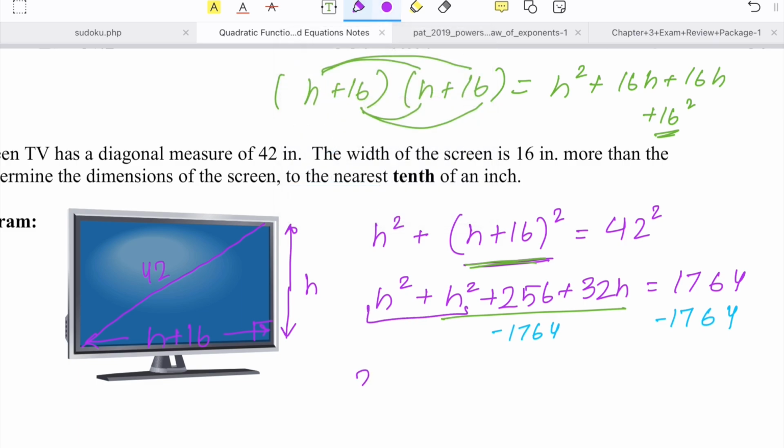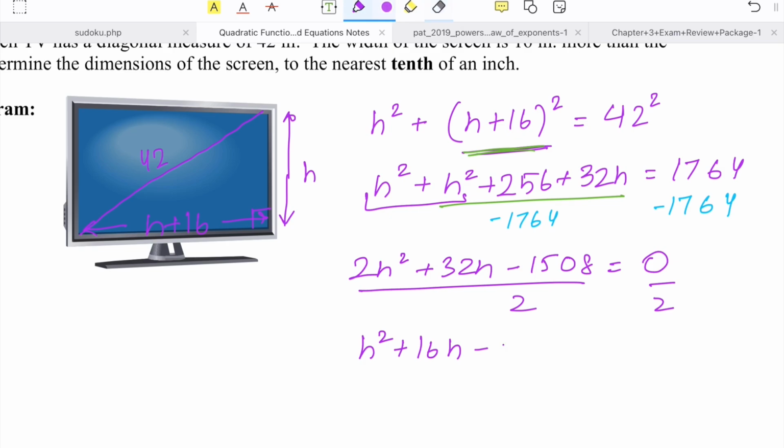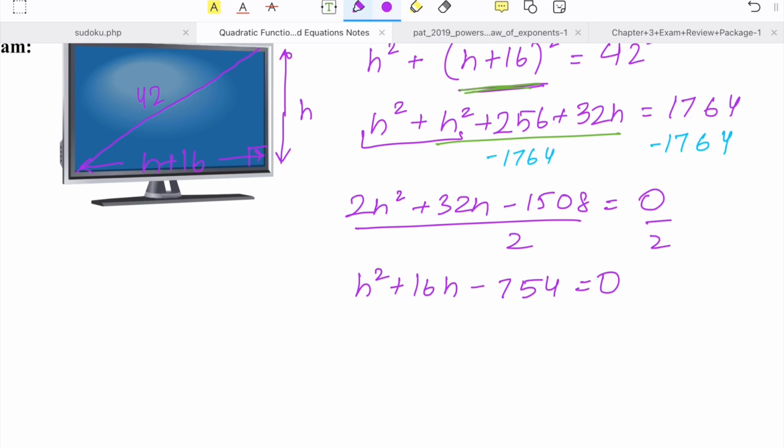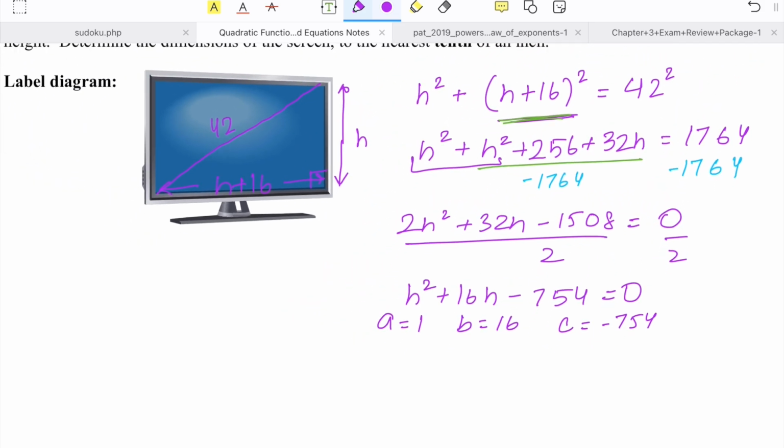So it'll be 2h squared plus 32h minus 754 is equal to 0. Now I can factor out the 2, right? Divide both sides by 2. h squared plus 16h minus, this was 1508, so divide that by 2 is 754, is equal to 0. Now, product sum factor won't really work over here. So we'll do A is equal to 1, B is equal to 16, and C is equal to negative 754. Okay.